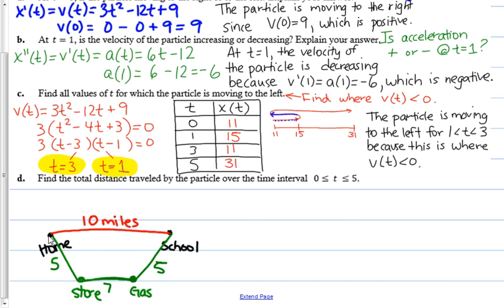But in the second scenario, when I stopped at a store to get gas before going to school, well, 5 plus 7 plus 5, that's 17 miles. So you kind of think about that when they ask you for total distance. It's not just the end of the interval, which is 5. So from 0 to 5, I need to figure out how much was traveled.